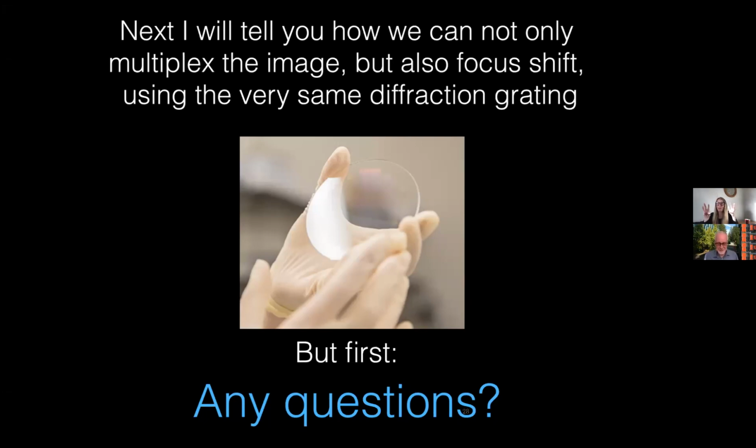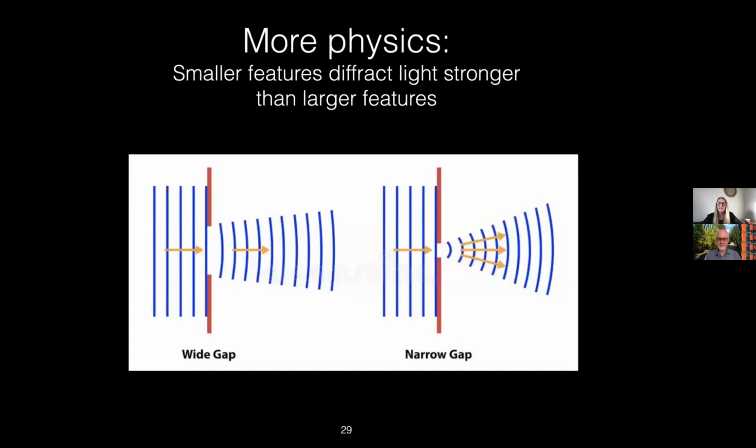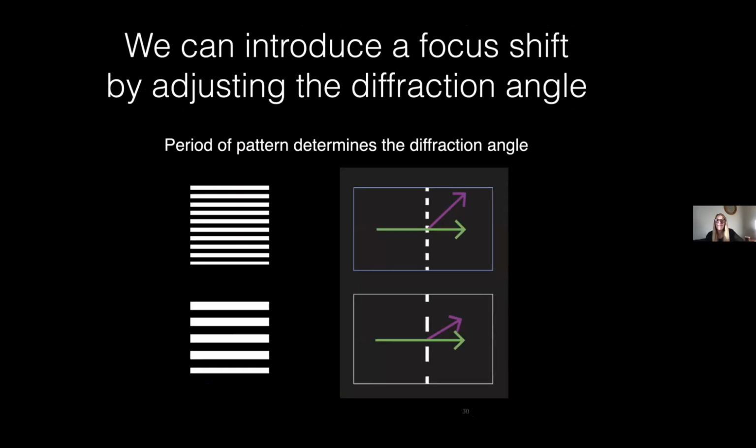So the first thing we needed to do was to multiplex it, and now we're going to focus shift them. So we've taken our one image, we're shooting it out, and we've multiplexed it. And how are we now going to focus shift it? And the answer is with the same optic. So the same optic that multiplexes these images can actually focus shift them. And the way that works is, if we have a fine pattern, then we're going to diffract the light stronger. And if we have a coarse pattern, we're going to diffract the light weaker. So what we do is, here we see an example of that again.